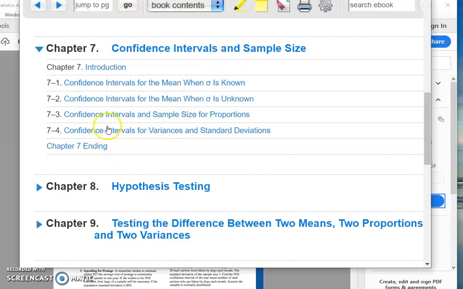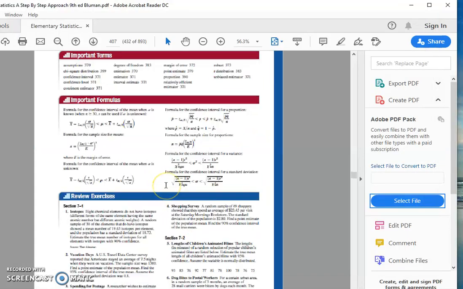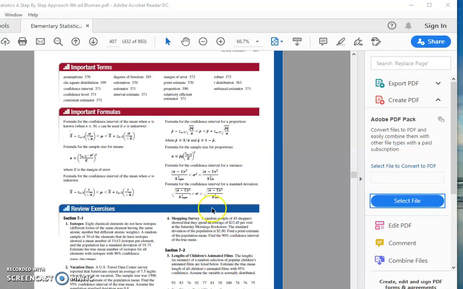Okay, so now we're going to go into 7-3 and 7-4. And what's the difference? It's the same idea. It's still talking about confidence intervals, but now in 7-3 we're going to talk about proportions, and in 7-4 we're going to talk about standard deviations. I commend very strongly to your attention, as always, the textbook is a very good resource for you.